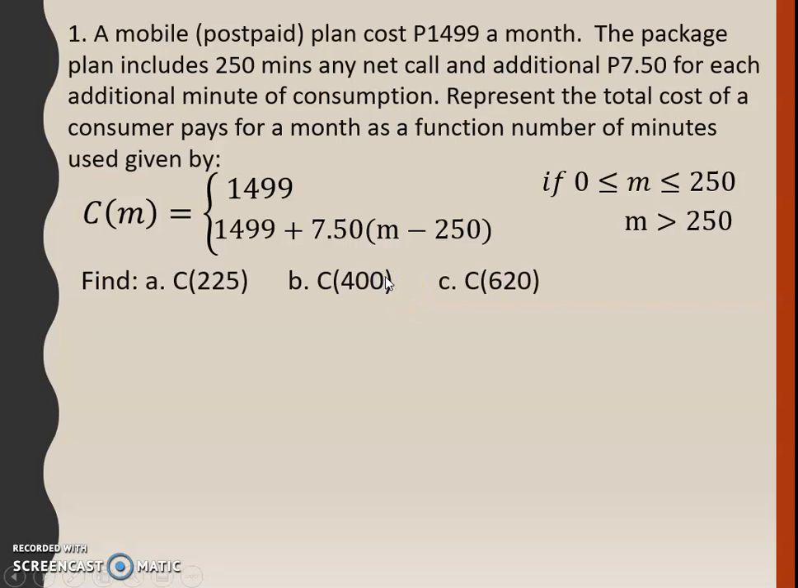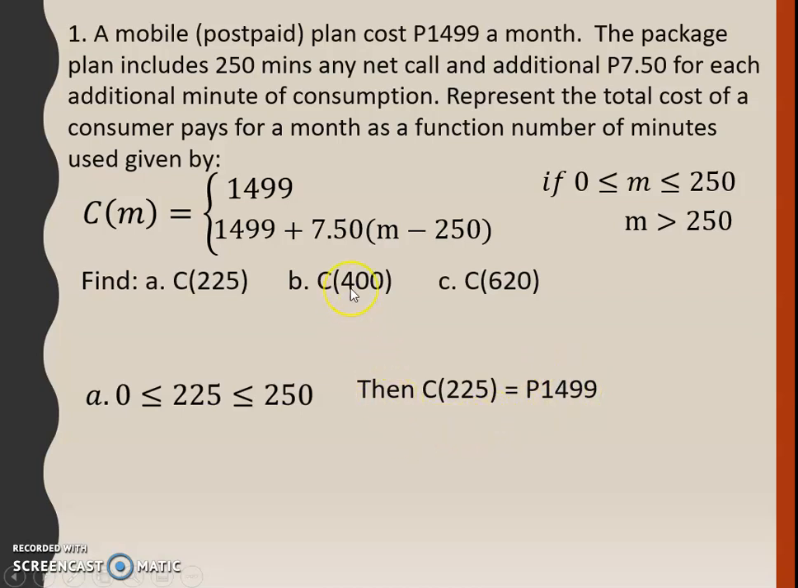So let's have the following. Find A: 225 minutes. If a subscriber consumes 225 minutes, it will fall under equation number 1. So therefore, how much will the subscriber pay? The subscriber will pay at the end of the month an amount of 1,499.